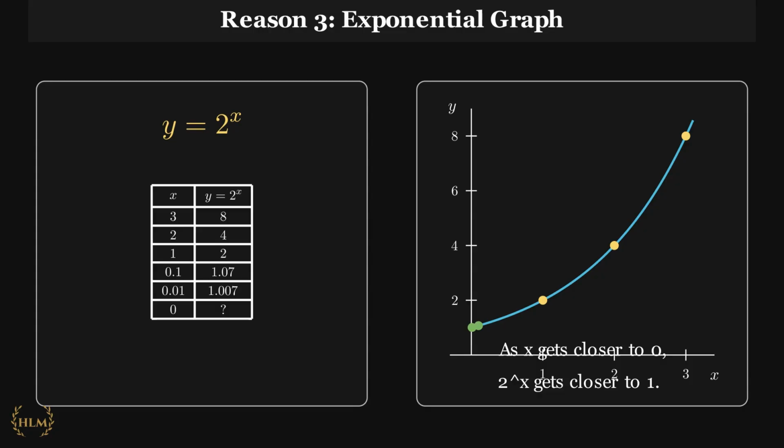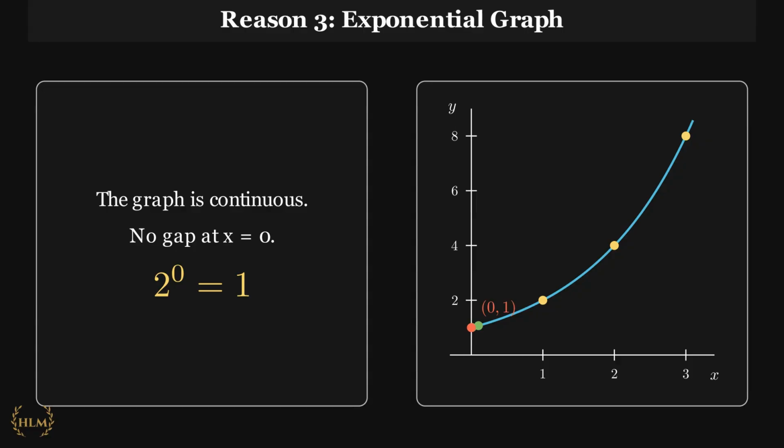How about when x is 0.1? 2 to the power of 0.1 is 1.07, about. How about when x is 0.01? 2 to the power of 0.01 is 1.007, rounded. Then when x is 0, 2 to the power of 0 should be actually very close to 1, especially because this is a continuous function, meaning you can draw this graph without lifting your pencil. There should be no gaps. So that is the third reason why 2 to the power of 0 should be 1.